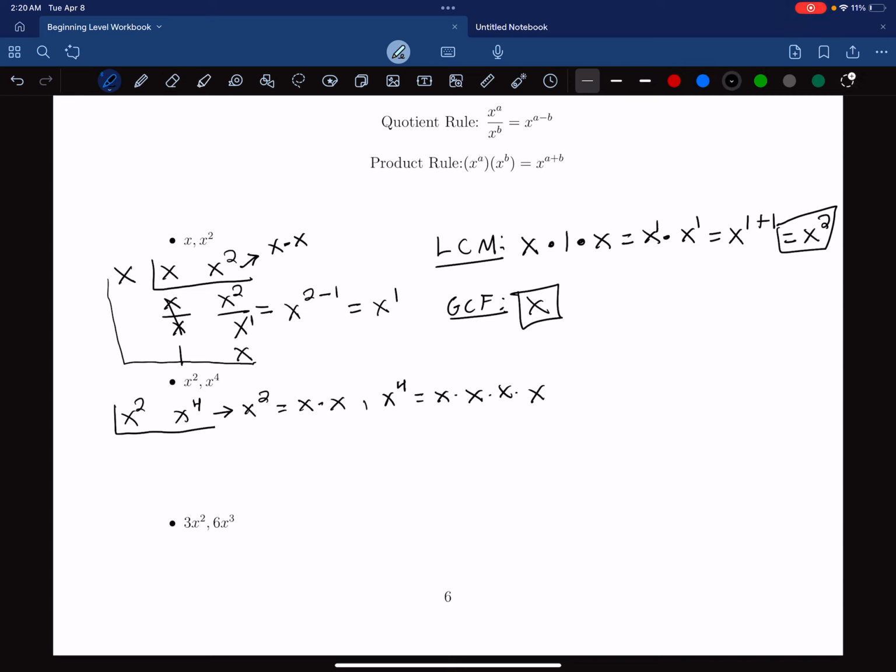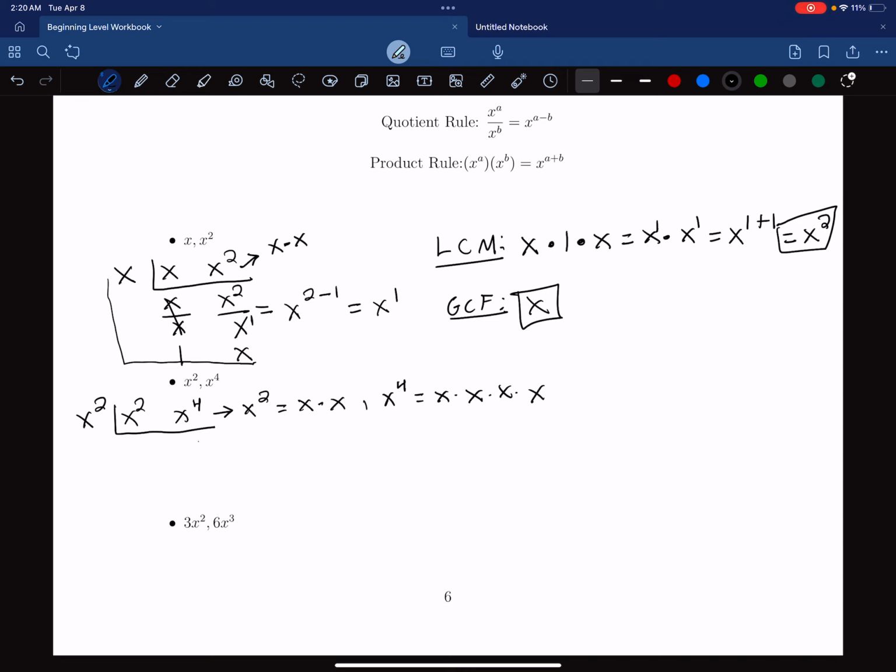So what can we pull out? What's the greatest number of x's we can pull out from these two terms, x squared and x to the 4th? If you're thinking we can pull out 2 x's from each, you are correct. And we know that if we multiply x times itself 2 times, we get x squared. So I'm just going to write out x squared here.